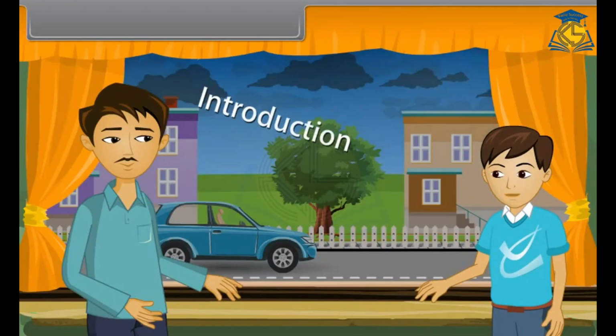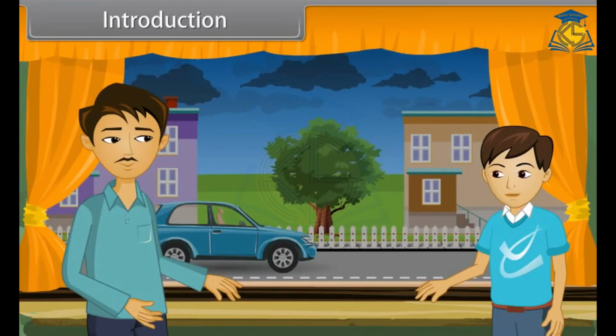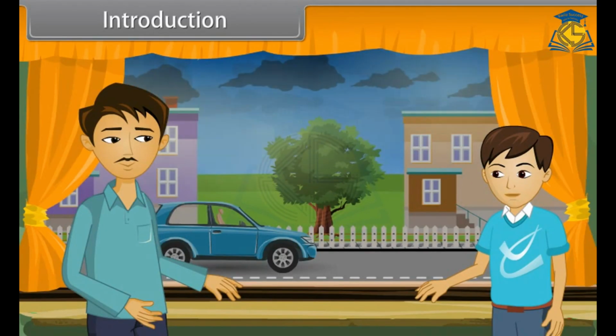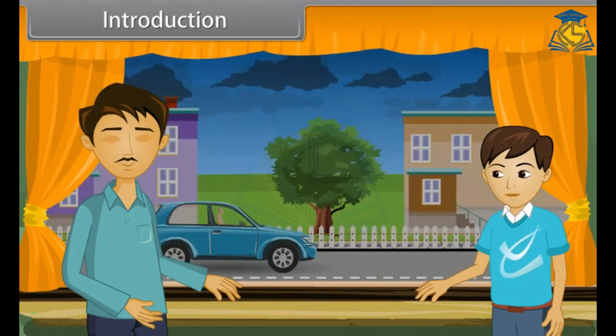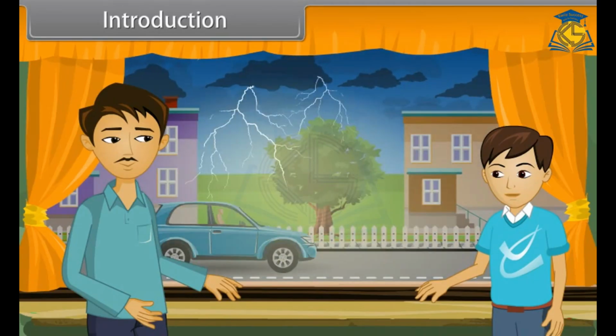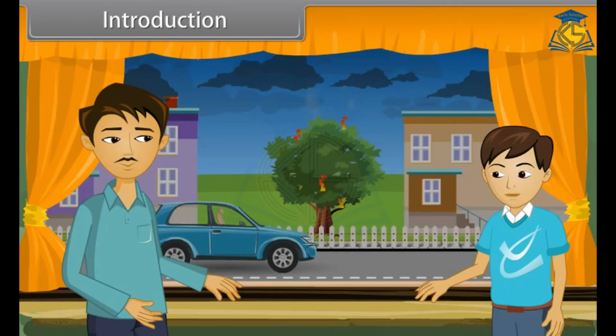Introduction. Prince and his father are standing at the window side and viewing outside. It is a rainy weather. Suddenly, lightning occurs and falls down. Prince observed that the tree on the road catches fire due to lightning. He asked his father that, why tree catches fire and the car remains safe on the road?